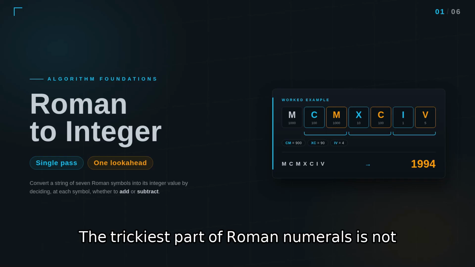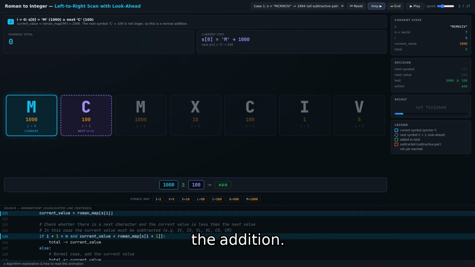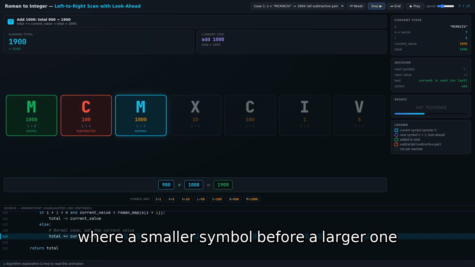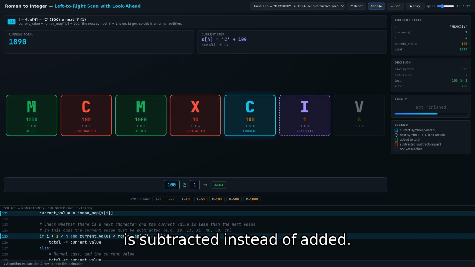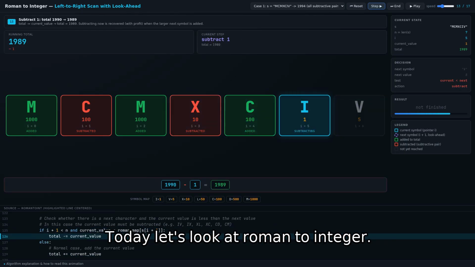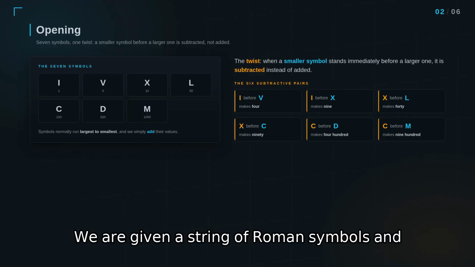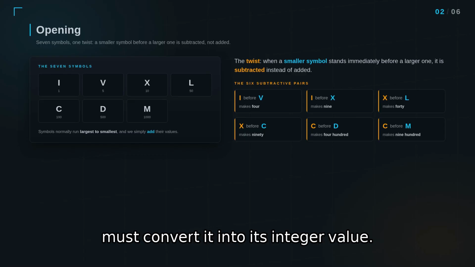The trickiest part of Roman numerals is not the addition. It is one counterintuitive subtraction rule, where a smaller symbol before a larger one is subtracted instead of added. Today, let's look at Roman to integer. Opening. We are given a string of Roman symbols and must convert it into its integer value.